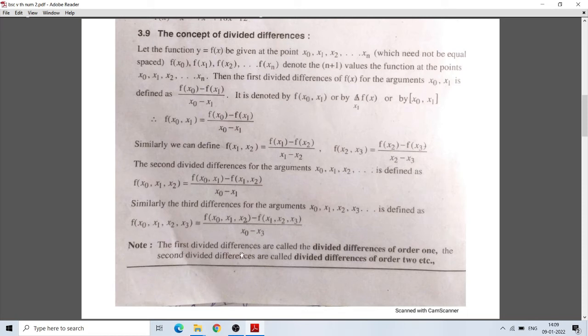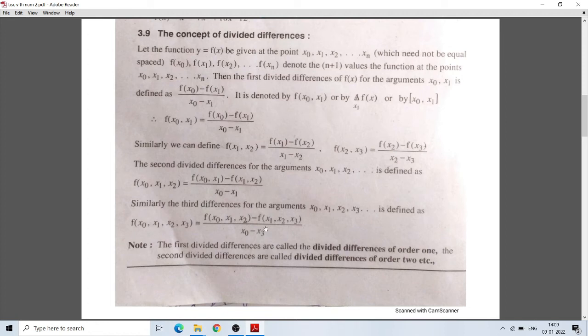Note, the first divided differences are called the divided differences of order 1. This one, f of x0 comma x1 is equal to f of x0 minus f of x1 divided by x0 minus x1, is known as the divided difference of order 1.